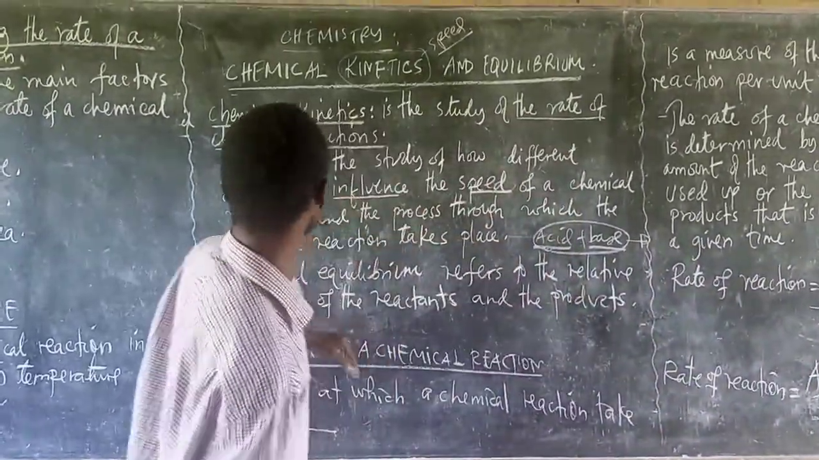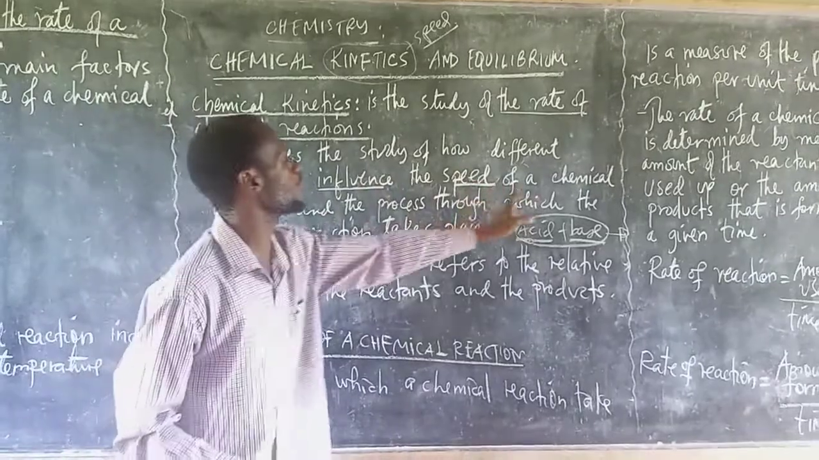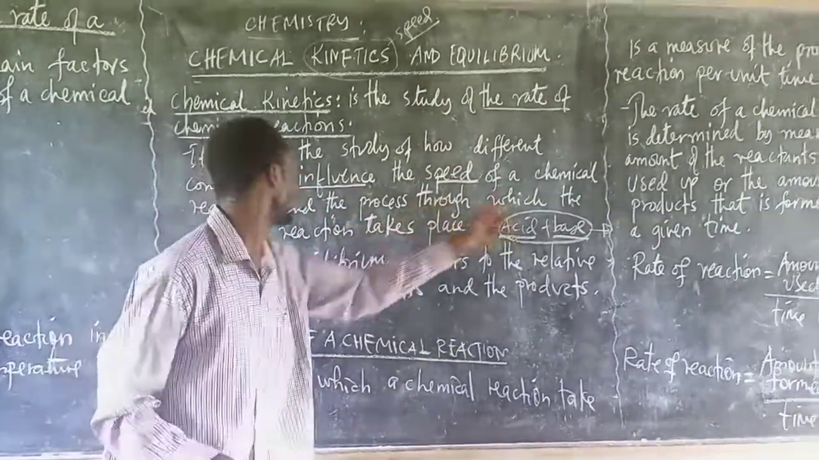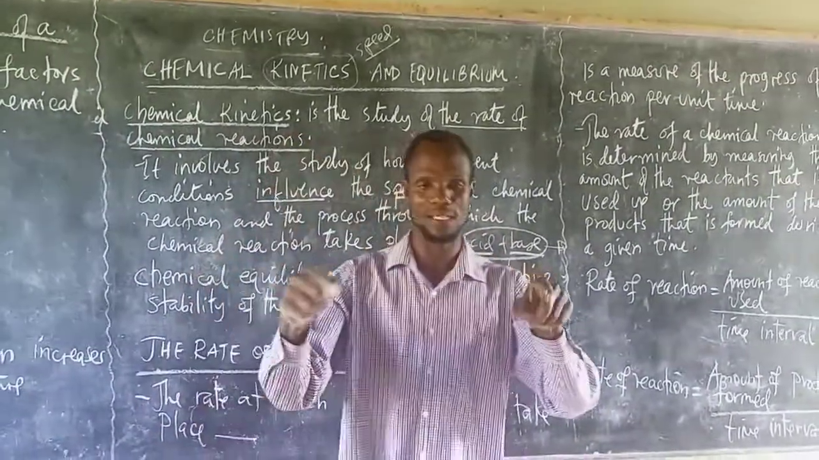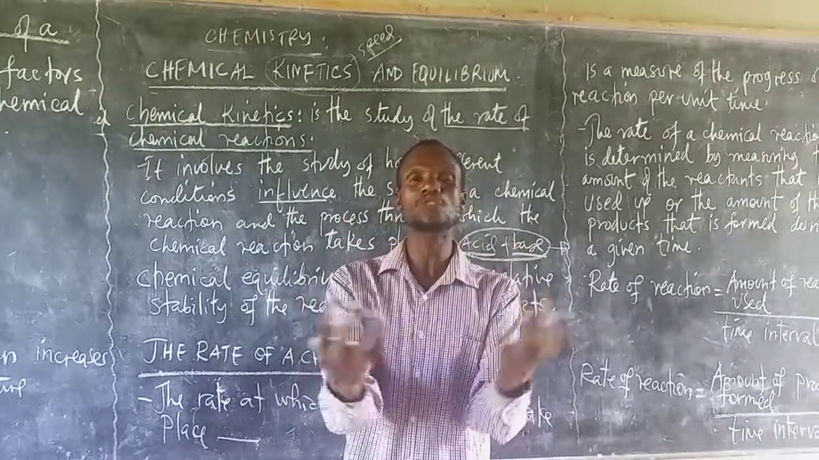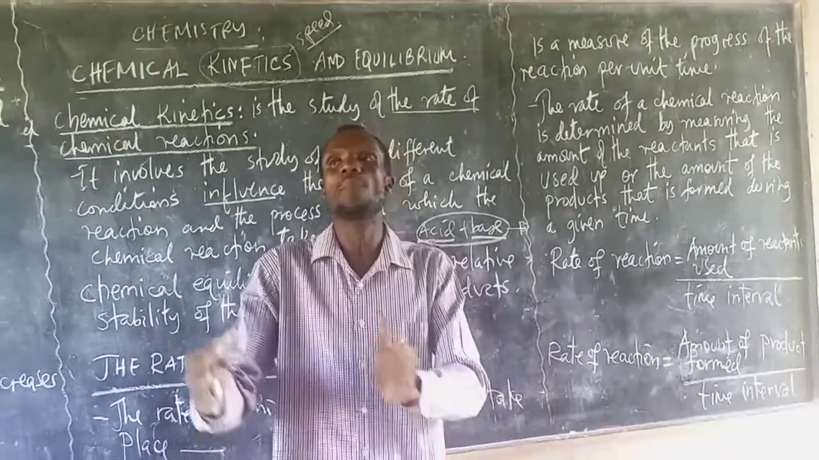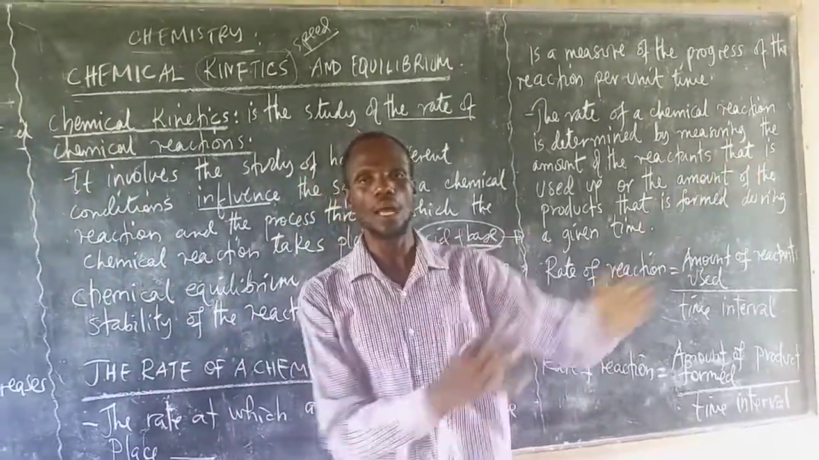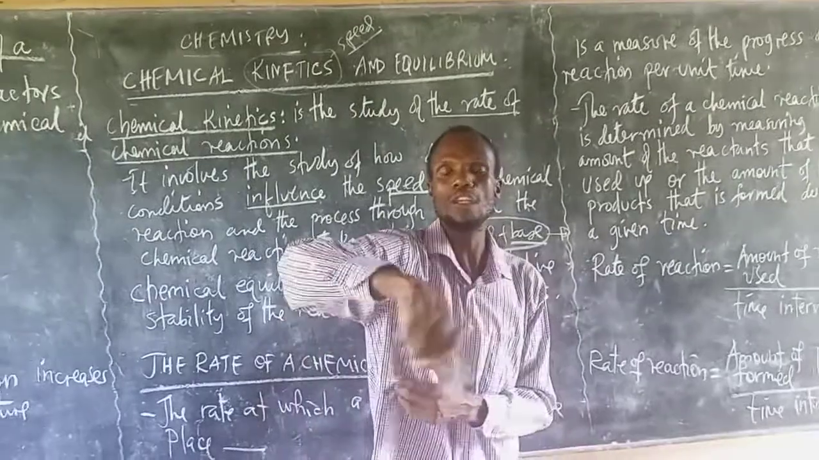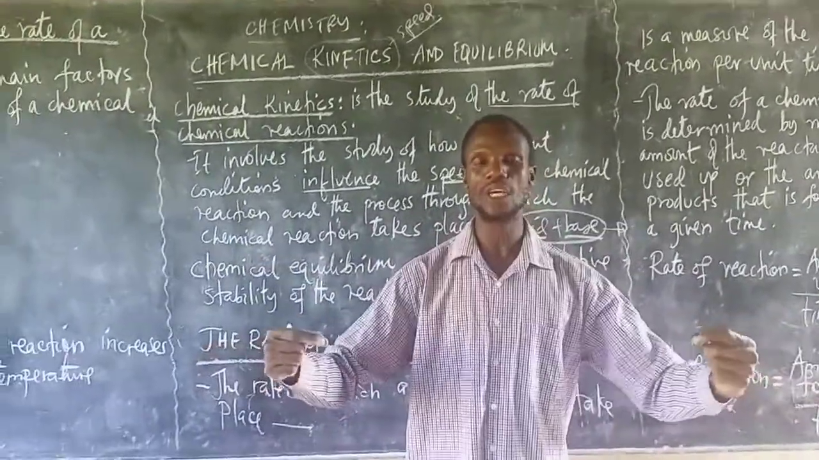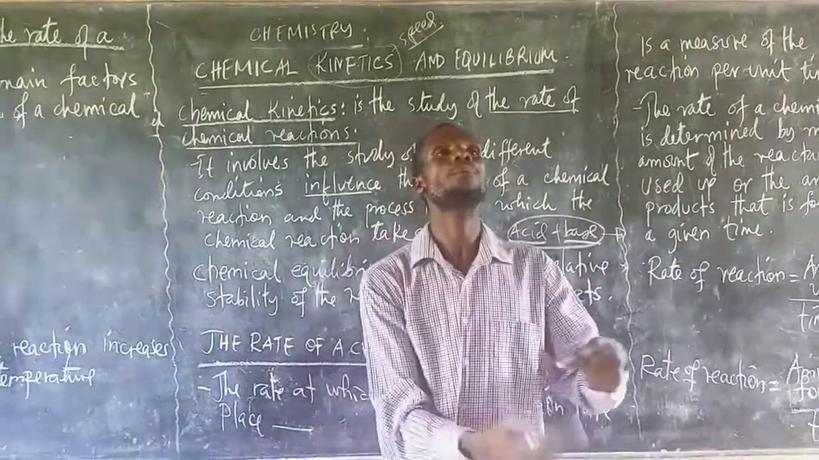Na ndio maana sasa hapa tumesema it involves the study of how different conditions influence the speed of a chemical reaction and also the process through which the chemical reaction takes place. Example nimechukulia kama reaction kati ya acid na base. Kwa tunapofanya reaction tunachanganya acid na base kwa pamoja, tunategemea matokeo ndani ya muda fulani. Kwa ile reaction inaweza ikachukua muda mrefu zaidi ama ikachukua muda mfupi zaidi kulingana na factors ambazo zinaizunguka hiyo reaction. Kwa reaction lazima tujue ni factors zipi ambazo zinaizunguka ile reaction kiasi kwamba inafika mahala inaathirika, inachukua muda mrefu zaidi ama inachukua muda mfupi zaidi.